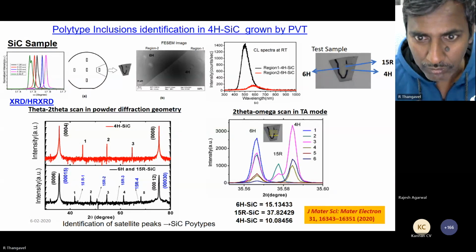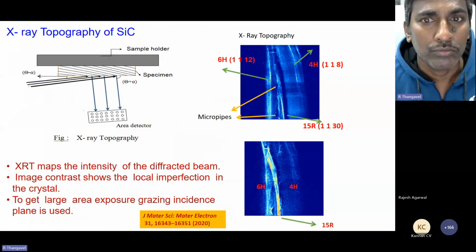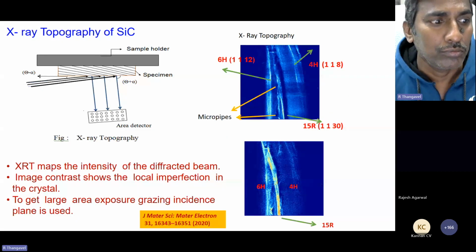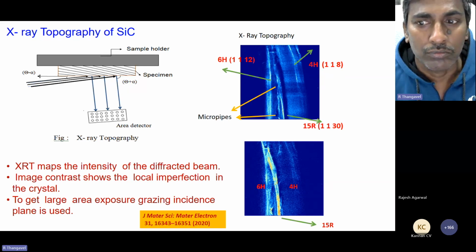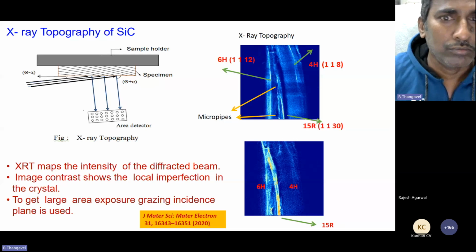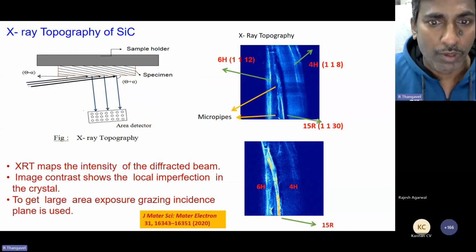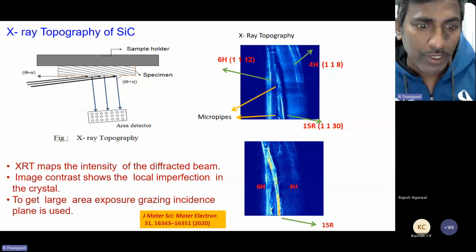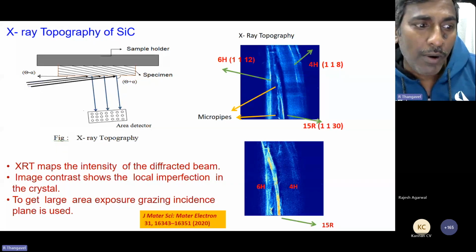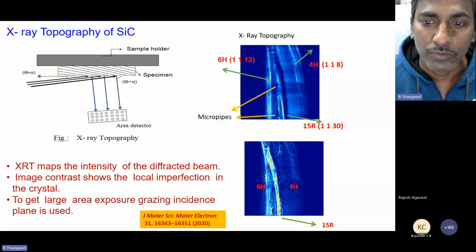Now we did X-ray topography to find the various polytypes. X-rays fall on the crystal at a grazing incidence angle. The plane which we kept is 4H 118, and X-ray topography maps the intensity of the reflected beam, and the image contrast shows the local imperfections in the crystal. To get large area exposure, a grazing incidence plane is used. Now one can see that the 4H, 6H and 15R peaks and all the topographs have been identified. It confirms the polytypes present in the crystal.